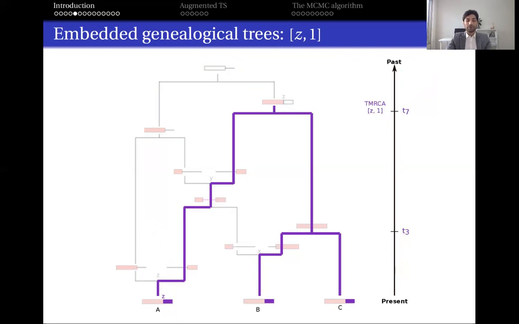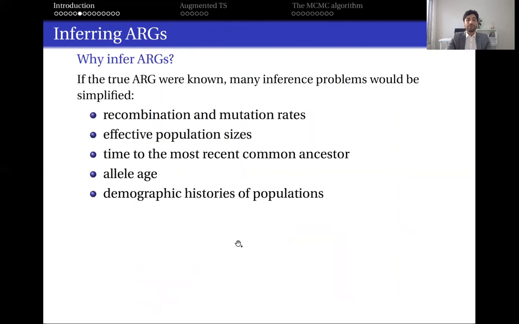Again, the ARG includes all this information, but we don't have it in reality. In reality, we have only the sequences from the current generation. If we could have the ARG, that would be very lucky for population genetics, because many inference problems would be simplified. For example, we could infer recombination and mutation rates, and effective population sizes simply. Also the time to the most recent common ancestor, allele age, or demographic histories of populations.